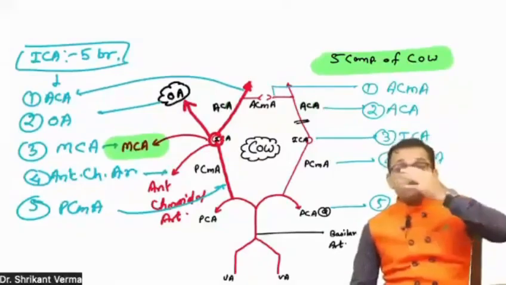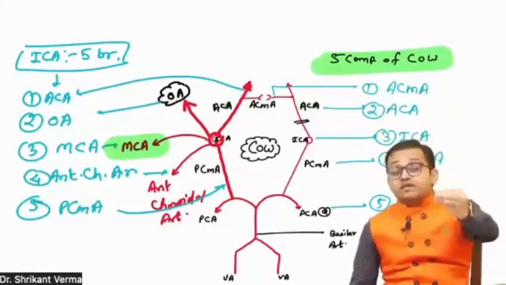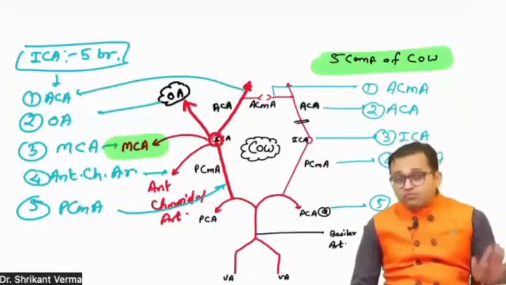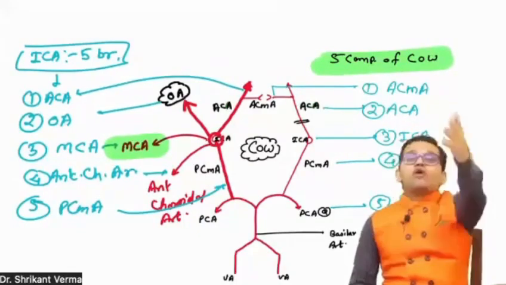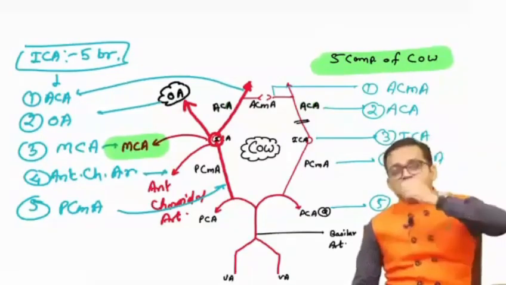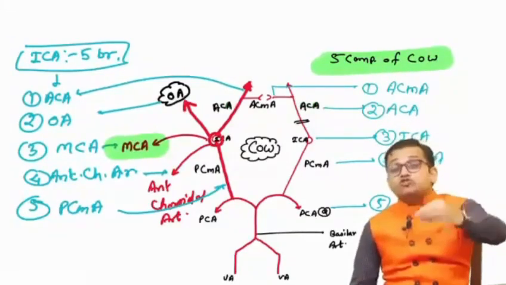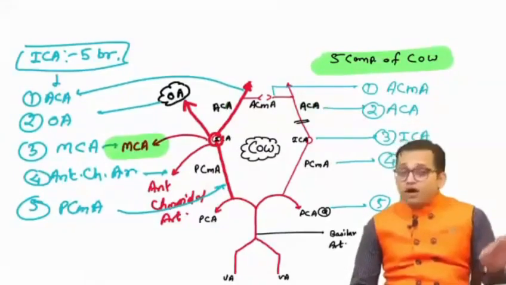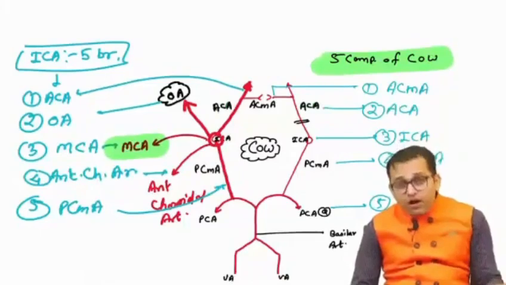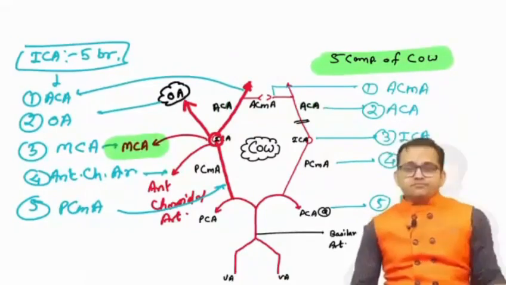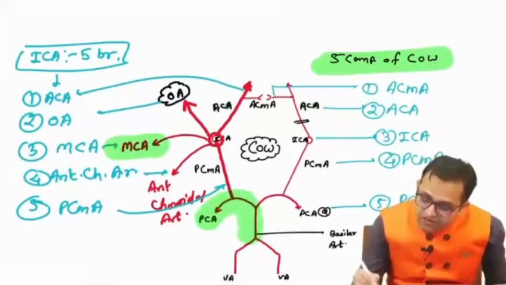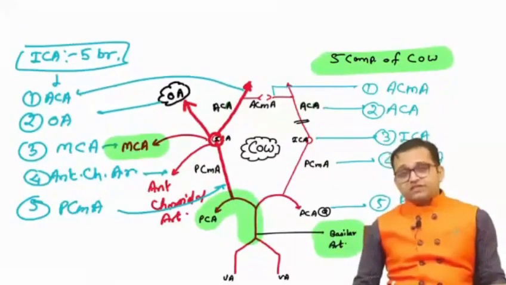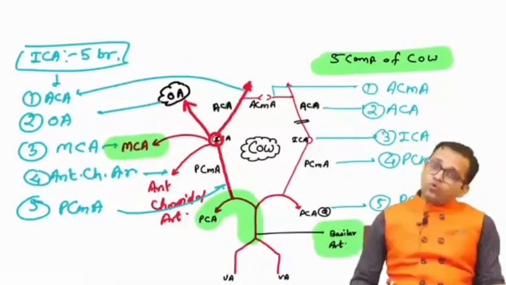Next question. All are the branches of the internal carotid artery except: akka, makka, pakka, anterior choroidal artery. The posterior cerebral artery is the branch of the basilar artery. Don't forget. These are the questions where we make mistakes. So remember these points. Okay.